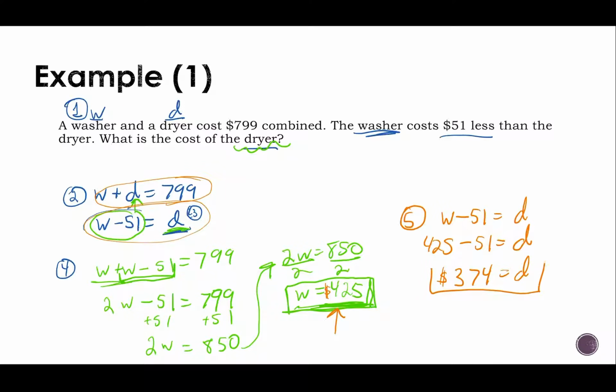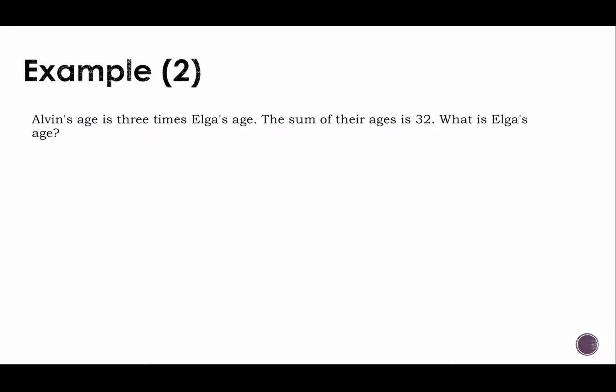So I solved for that. I could check my answer by substituting this in, adding these two together, and making sure that when I add them together, they do equal $799. That's a good way to check your work. Okay, let's take a minute, sit with this, pause if you need to, right? And then we'll look at our second example.